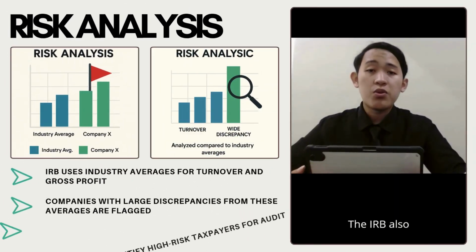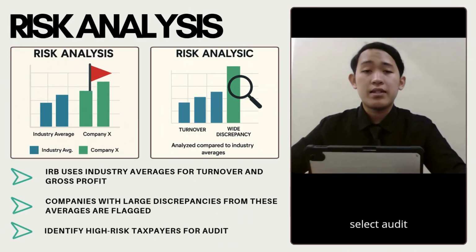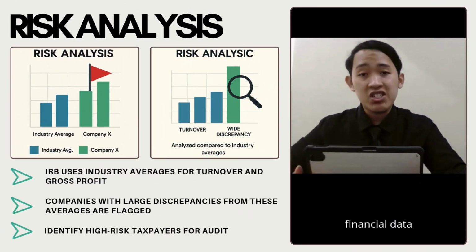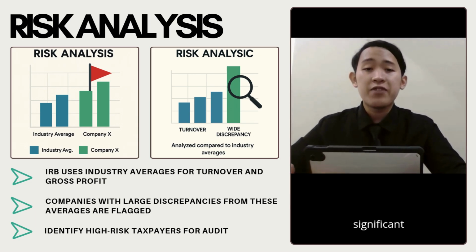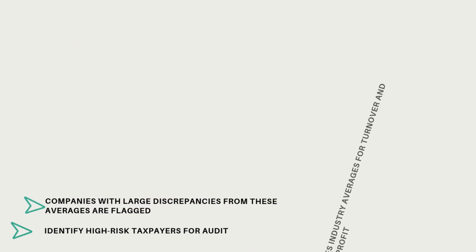The IRB also uses risk analysis to select audit targets. By comparing a company's financial data to industry average using advanced IT systems, significant gaps can be identified. These gaps may signal non-compliance, making such companies high risk and more likely to be audited.